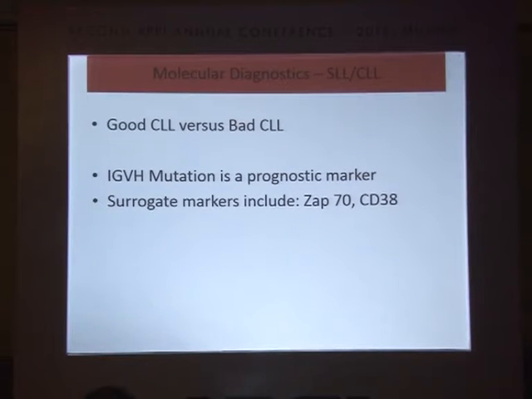IGVH gene mutations. Now, IGVH gene mutation is the marker to differentiate good CLL from bad CLL. The CLL which arises from the pre-germinal centers, which is more like mantle cell origin, are the bad ones. CLL which arises from the post-germinal center, which is more like marginal zone, are the good ones. So IGVH gene mutation is the prognostic marker. And not many centers can do IGVH gene mutations. So mostly we do surrogate markers, which are ZAP70 and CD38. These can be done by flow. CD38 can also be done by IHC. So these are the markers for prognosis of CLL, good or bad.